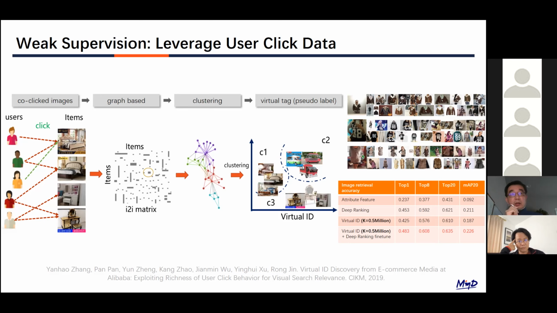It turns out those clicked images tend to have large visual similarity and sometimes even belong to the same product ID. So we utilize the co-click information as a basis to construct supervised information for the representation learning. The idea is very straightforward. We can build a graph or item-to-item matrix based on co-click information coming out of users' behavior.